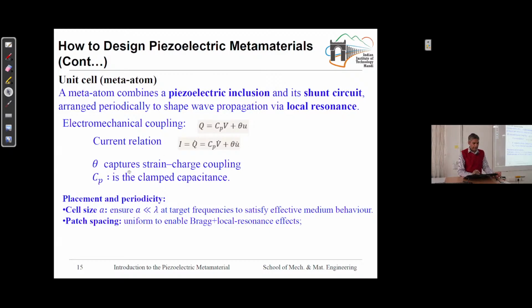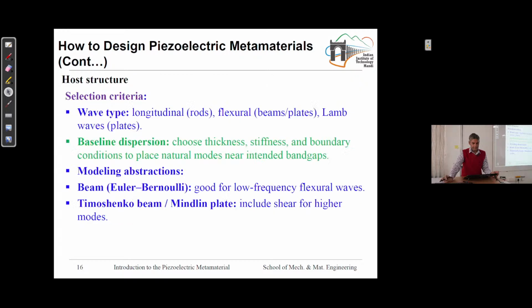So then designing of unit cell means giving the sizing to the unit cell, and of course shape. The sizing means the A should be very small compared to lambda. So we should be aware of what is lambda, right? Lambda of course depends on the requirement, which type of vibrations we have. Then patch spacing, that is how much distance between the two patches, so called distance D, right? So D actually includes both A plus gap.